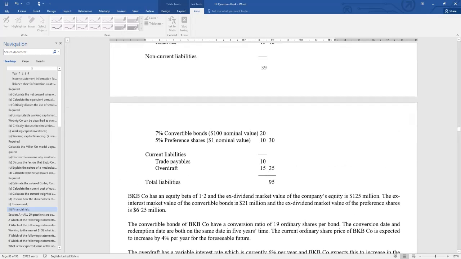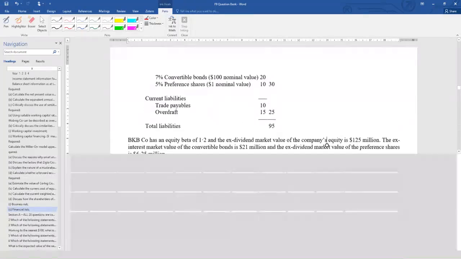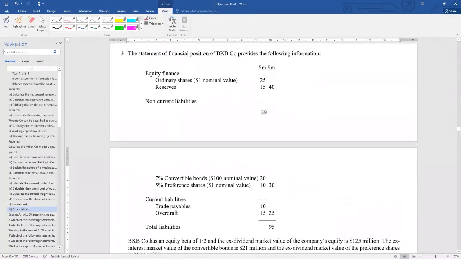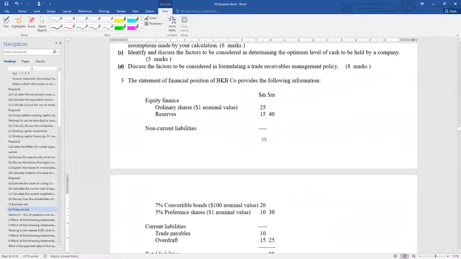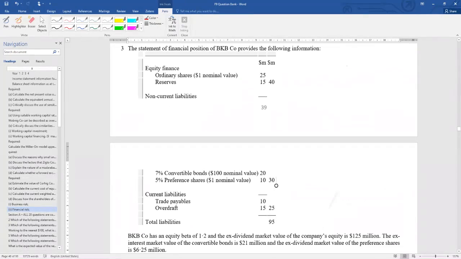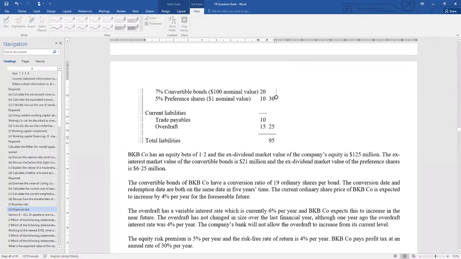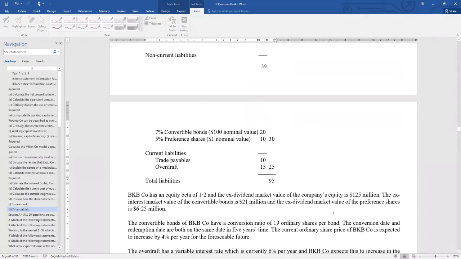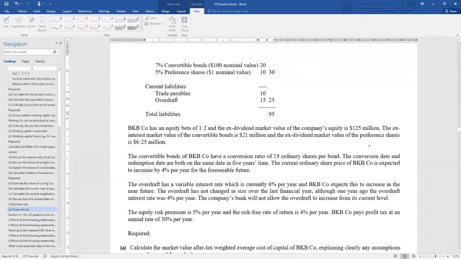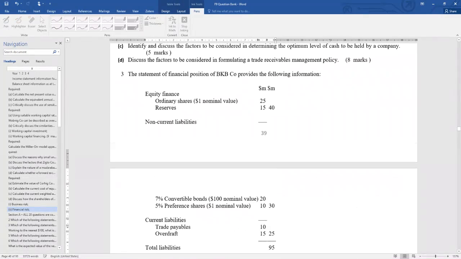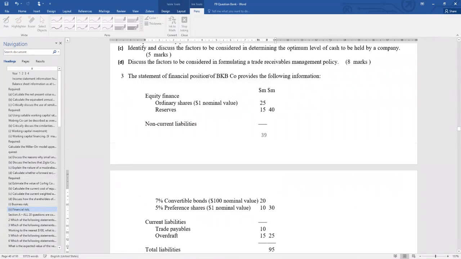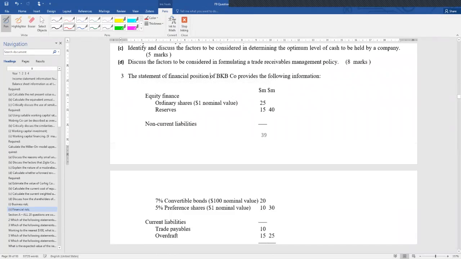So this is a question I want us to do here, on page 39, question 3: a company called BKB. Page 39, BKB company. Go through it, and we discuss together.